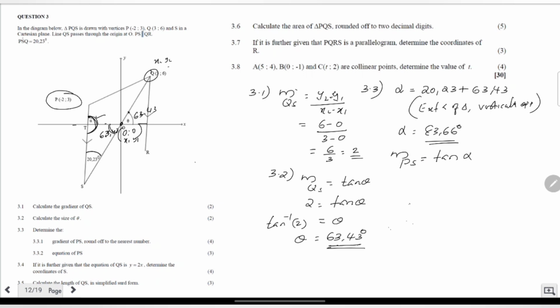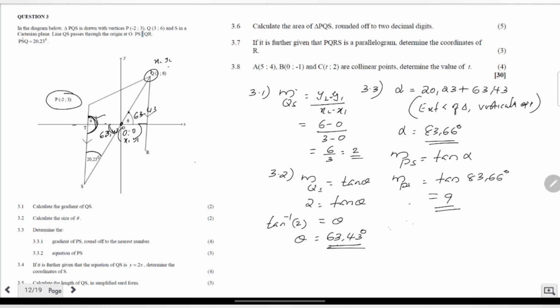Okay, and we can find the gradient of PS. Gradient of PS is equal to tan alpha, which is tan 83.66. When you apply this one, you will get it. What is that? It's going to be 9. So we got it. Angle of inclination you have to find first. How did I get that one? Because I found theta, then I used the idea of vertically opposite to get 63.43 inside the triangle. Which triangle? TOS, where alpha is the exterior angle, isn't it?